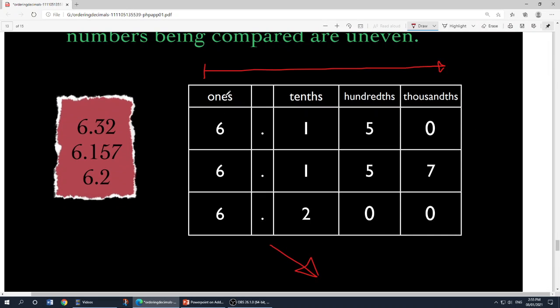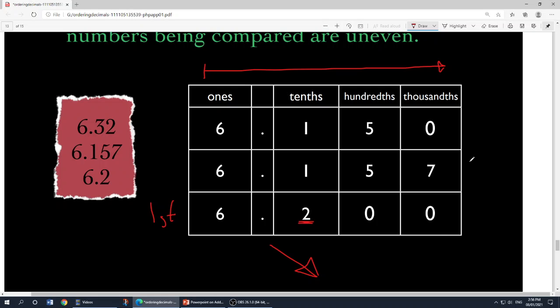So with our ones, they're all the same. We can't compare them. So all of these are just as big. The tenths, which has the most tenths? Well, that would be 2. And it doesn't matter how many hundredths or thousandths this has or these have, because 6.2 has the most tenths, it is the biggest. So we're going to put that first.